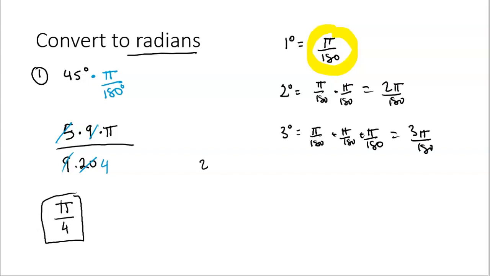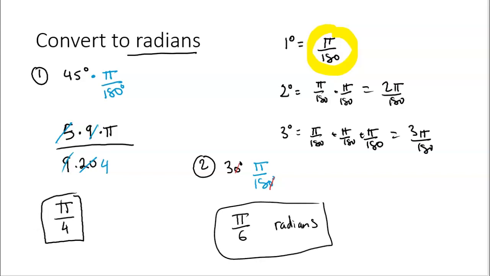Let's try a second one. What happens if I have 30 degrees? Again, I'm going to multiply by pi over 180. This time, let me change my color. My 0 will cancel out. So 3 goes into 18 6 times. That means my answer is just pi over 6. We are assuming that it's radians. If we want to write the word radians, we can. It's not necessary because when we don't have the degree symbol, we always assume it's in radians.